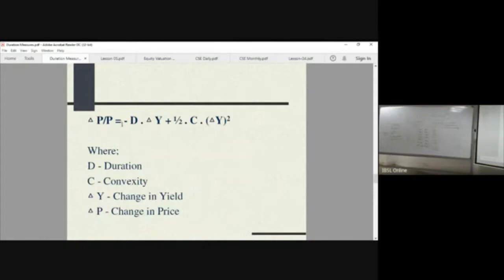Delta P over P is equal to minus D into delta Y. So that equation we discussed. But there you didn't find this half into C into delta Y squared. It was not there. This is what we call the convexity adjustment. Now D is the duration, C is the convexity, delta Y is the change in yield, delta P is the change in price.